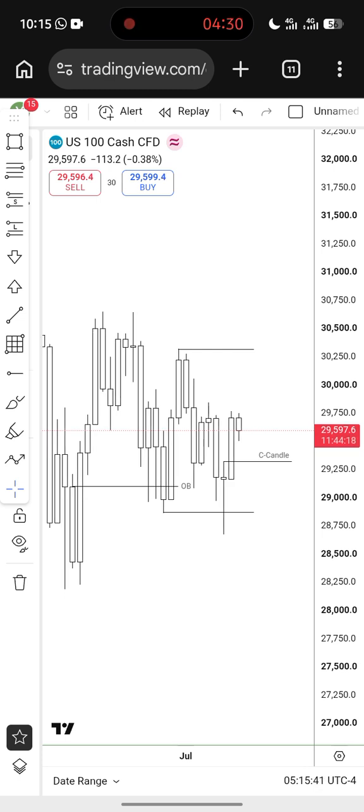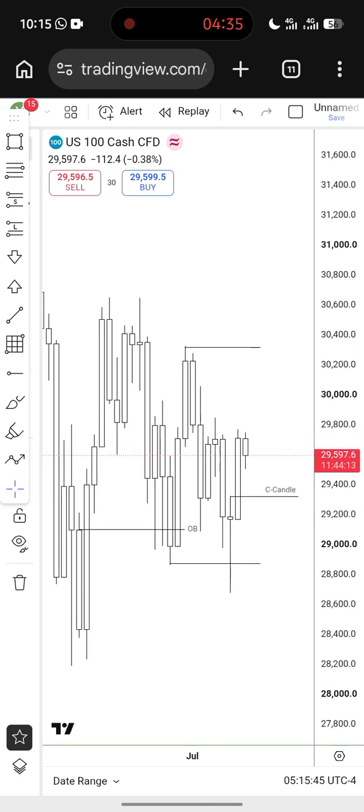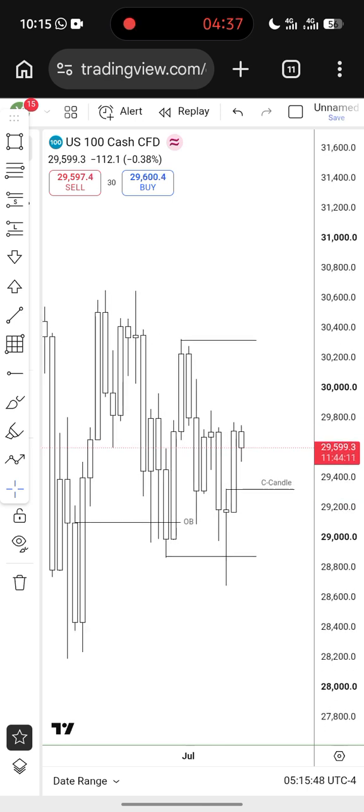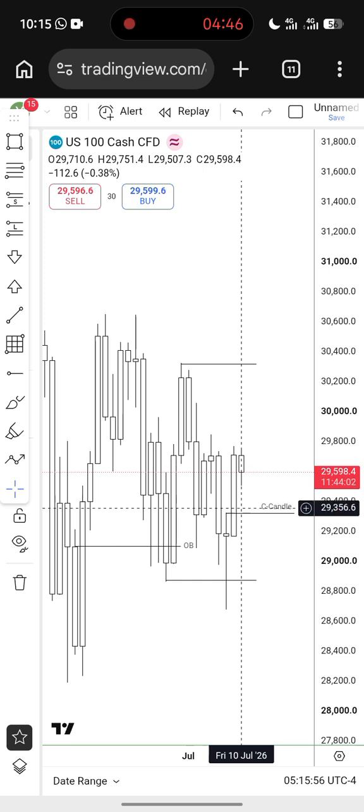So what we want to see now is, if you look at this clearly, you will see that what price did here is it started a bullish momentum reversal. Now it is even reversing back into discount before trading back higher.